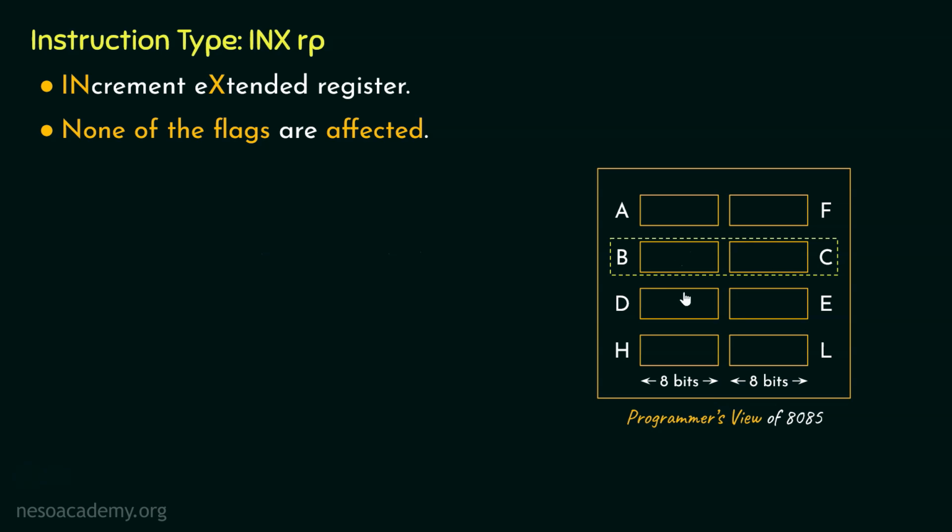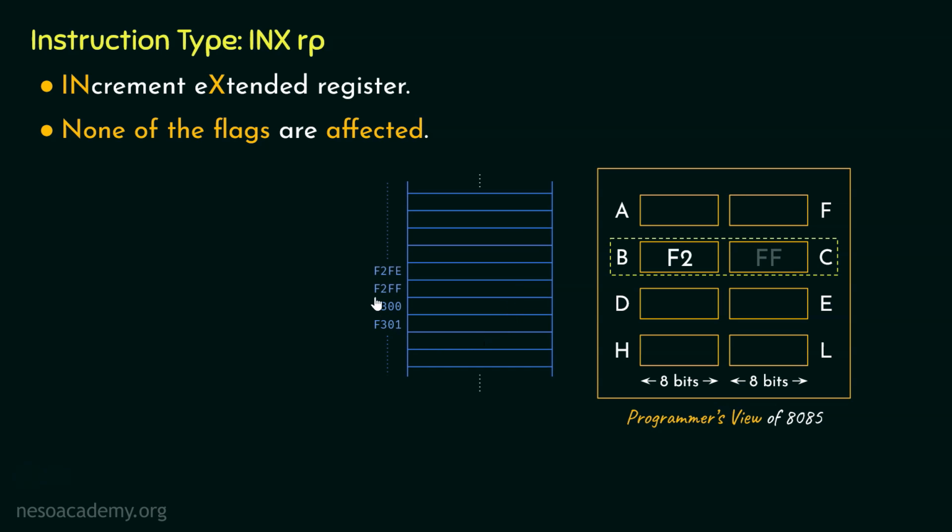Say, within the BC register pair, we would like to load an address. And that address is F2FF. Now as soon as we have loaded the value F2FF within the BC register pair, it is not a value anymore, rather it is the address which the microprocessor knows is being pointed by the BC register pair. Now our aim is to go to the next address from this location itself.